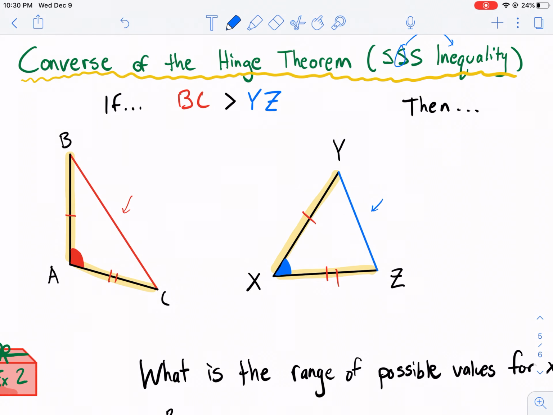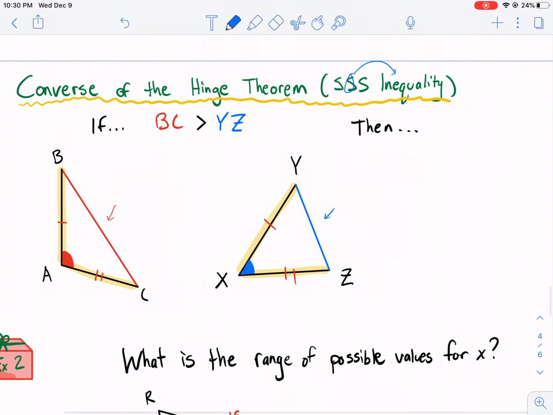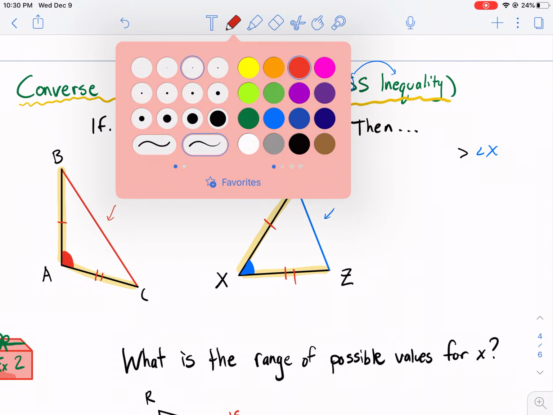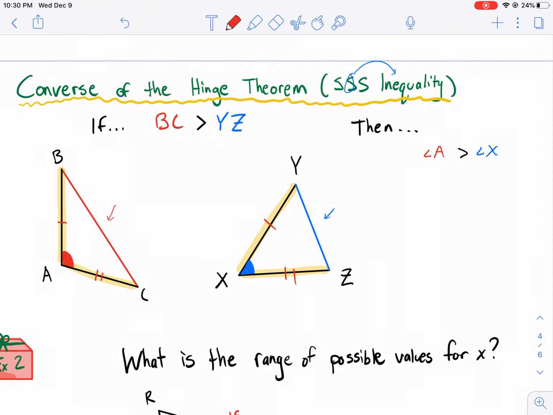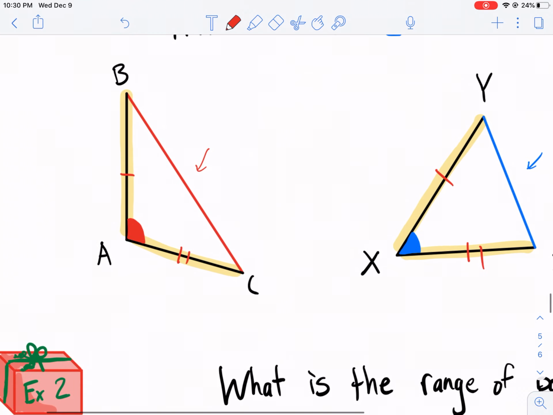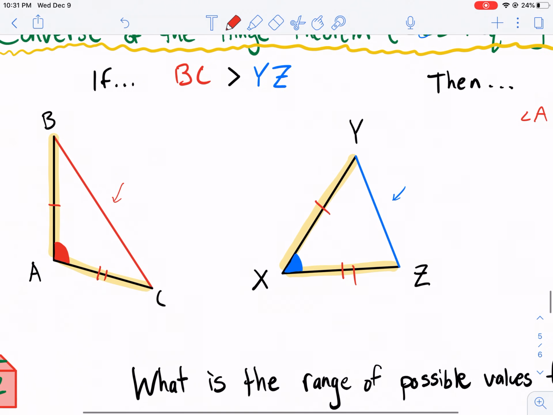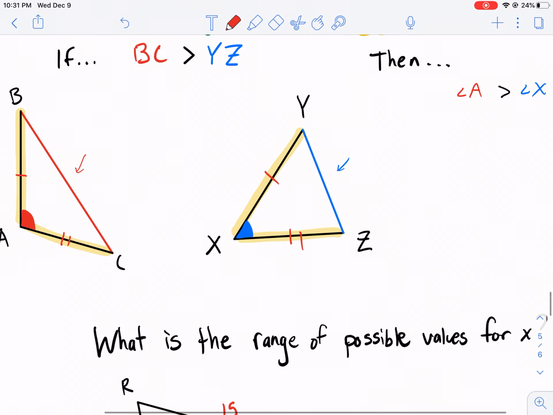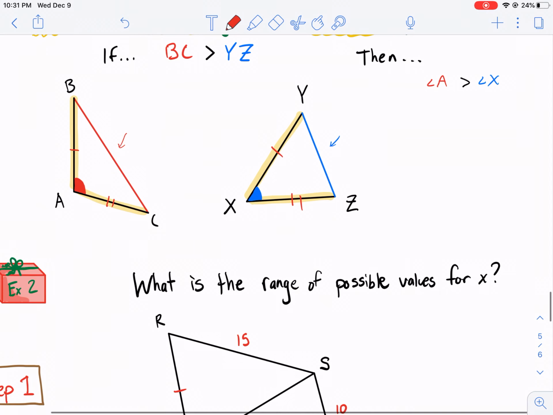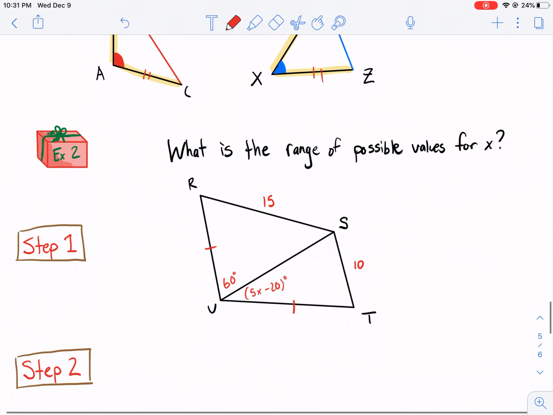So what does that mean? Well, we're going to say the exact opposite. Angle X is going to be less than angle A. And I think that's pretty obvious at this point. The bigger the side, the bigger the angle. The smaller the side, the smaller the angle. So this one has the bigger angle and this one has the smaller angle. All other things equal, that's what the case is. I don't want to repeat it anymore.